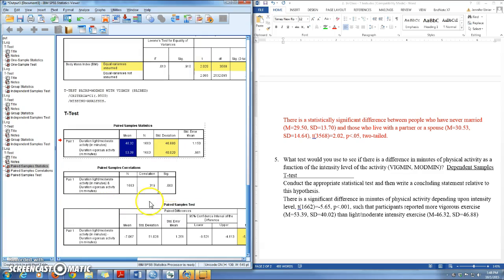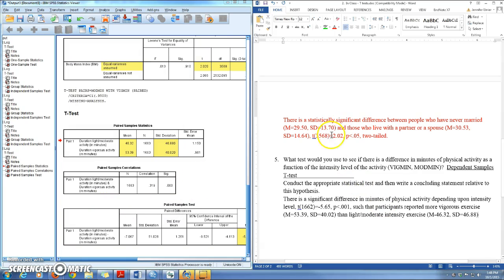Alright, so that's it. You guys are now masters of the t-test. You can do independent samples t-test, you can do single samples t-test, and you can use dependent samples t-test. Great job. Save this somewhere so you have it, and then when you're ready, go on to assignment number 2.